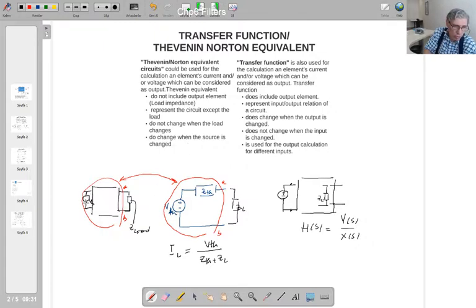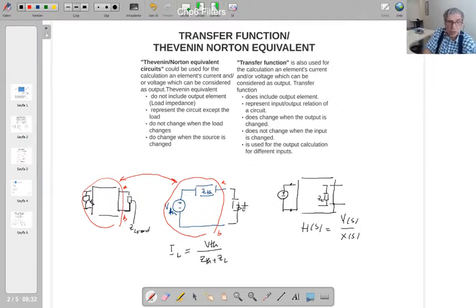Do change when the source changes. If you change the source here, of course this Thevenin equivalent circuit is going to change, because this calculation is going to be done with another source in here. But in this case, the transfer function does not depend on the sources. So these are the comparison of those two.